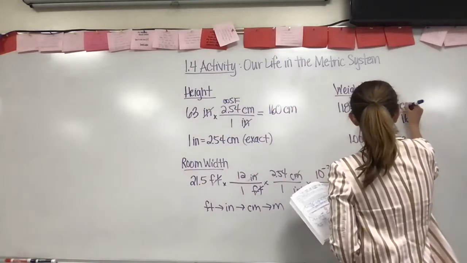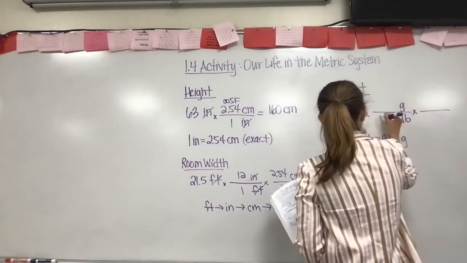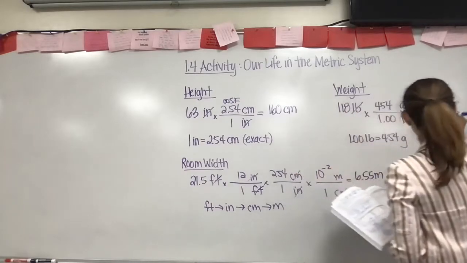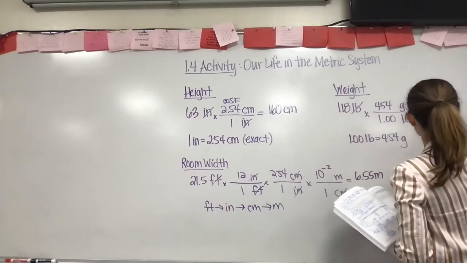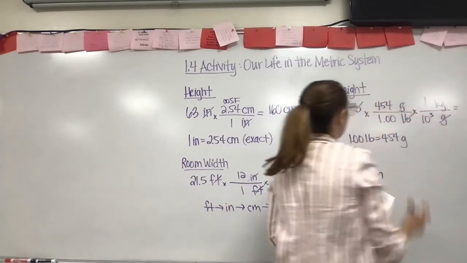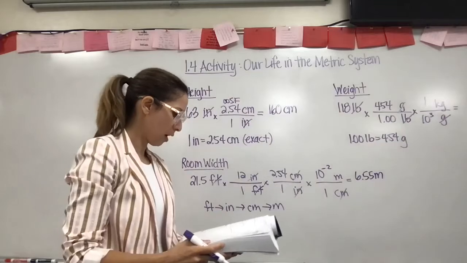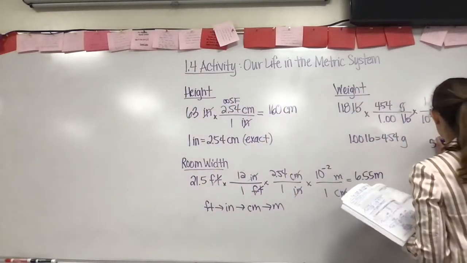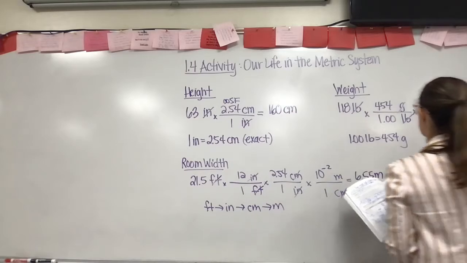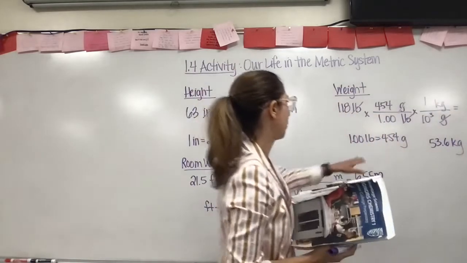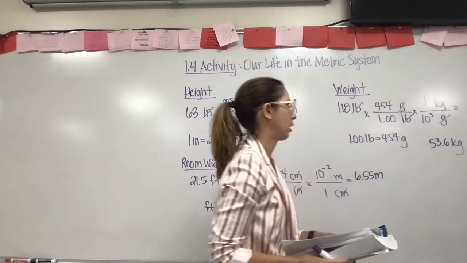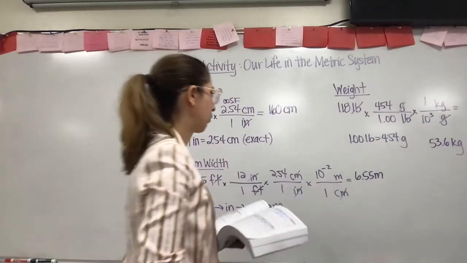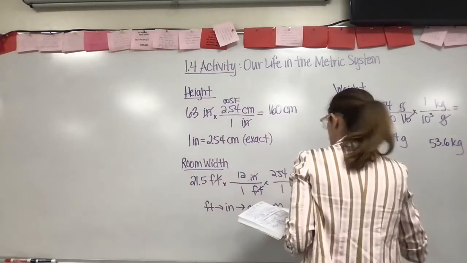So here, pounds to grams. It would be 1.00 pound for 454 grams, and then convert grams to kilograms in a one-step metric conversion like this, okay? I came out with around 53.6 kilograms. I rounded it to 3 sig figs because this had 3 sig figs, and then the kilogram to gram conversion was exact.